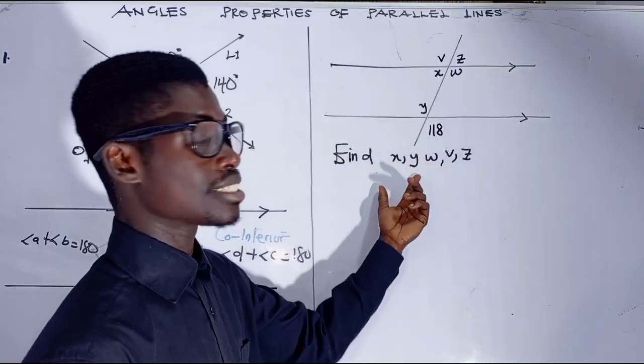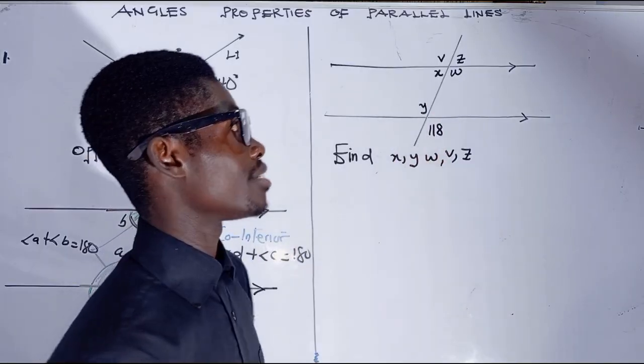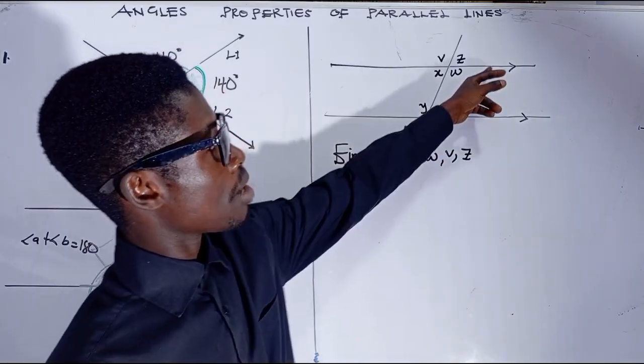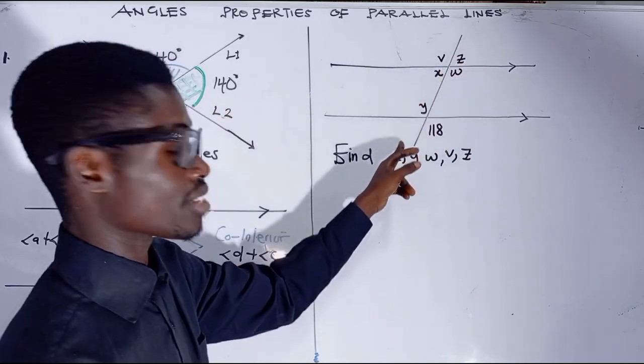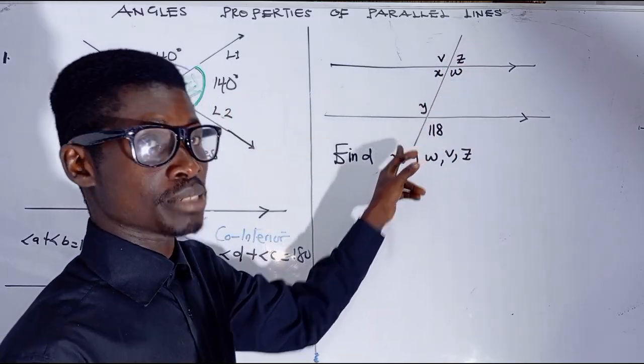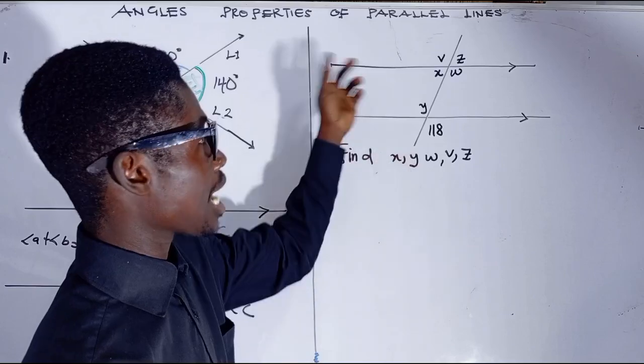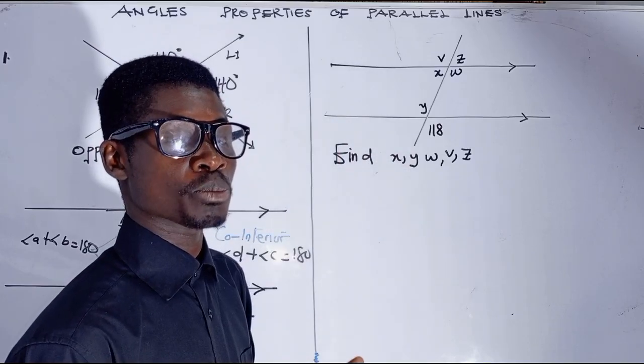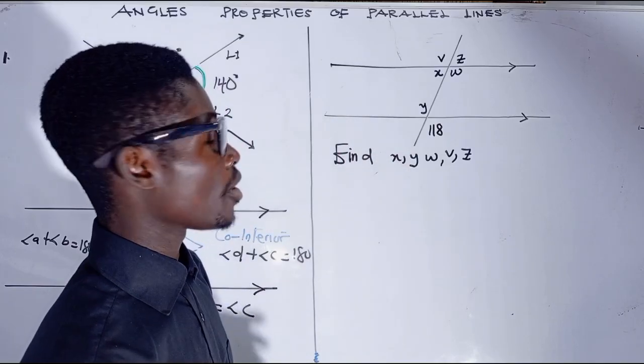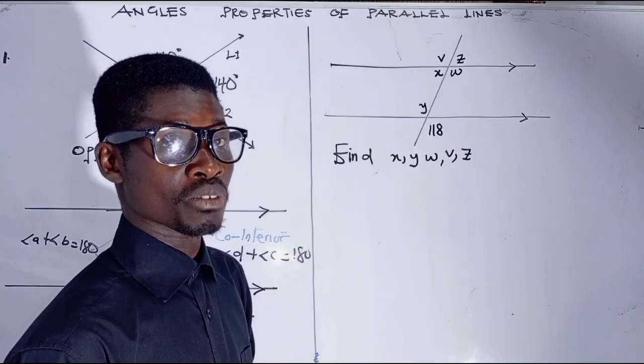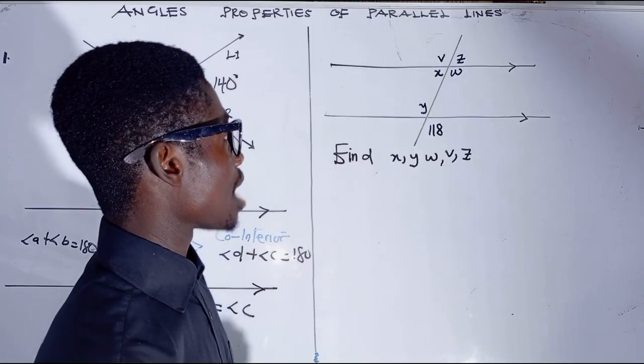So we want to find the angles marked with letters in the diagram below. You can see that we have two parallel lines being intersected by a transversal line. If you see that, then it means that you can make use of what? The angle properties of parallel lines: the corresponding, the co-interior, the alternate angle concept. You can also make use of what? The vertically opposite angle concept.